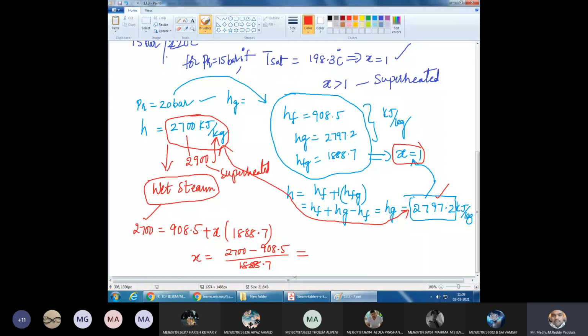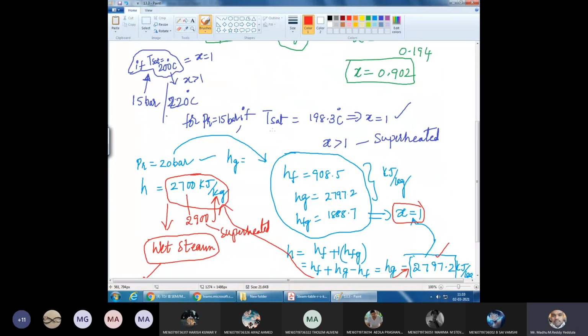0.94. Yes, 0.92. Clear this problem? Very, very basic problem.